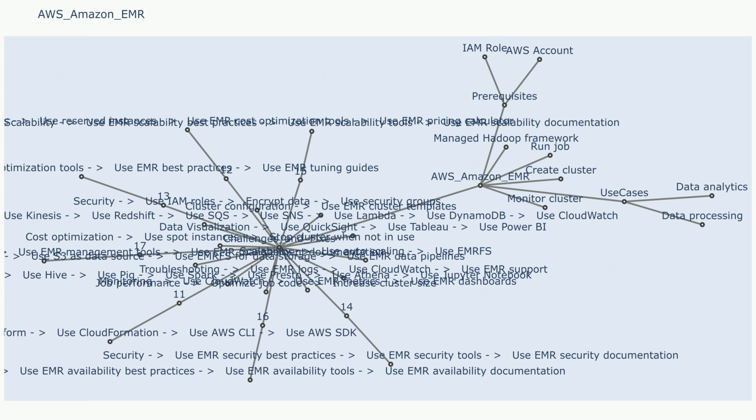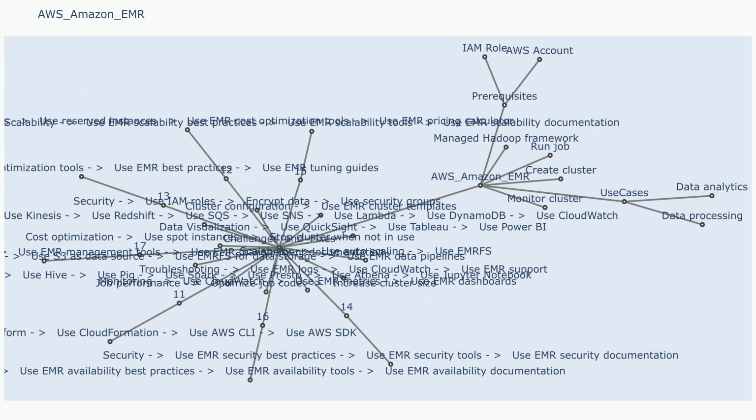Deployment. Use Terraform for infrastructure as code deployment. Use CloudFormation for infrastructure provisioning and management. Use AWS CLI for managing EMR clusters from the command line. Use AWS SDK for programmatic access and automation.